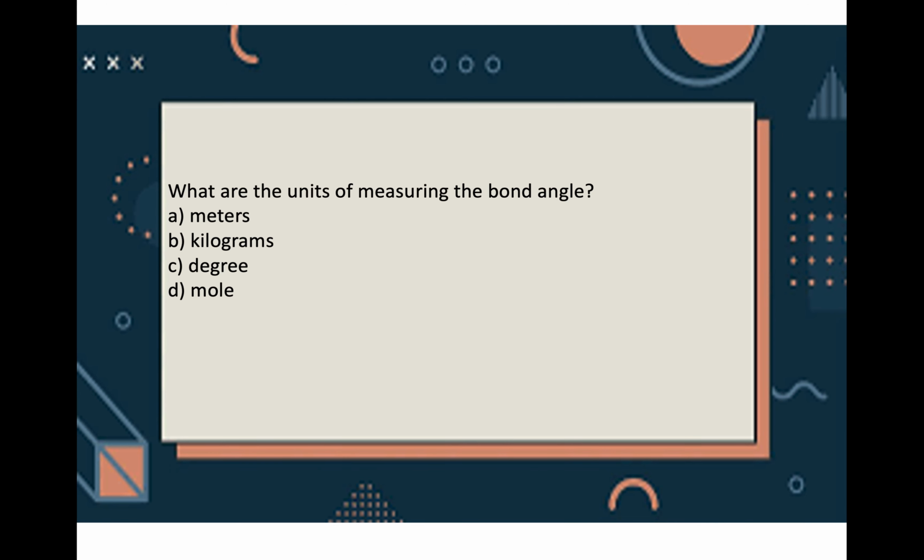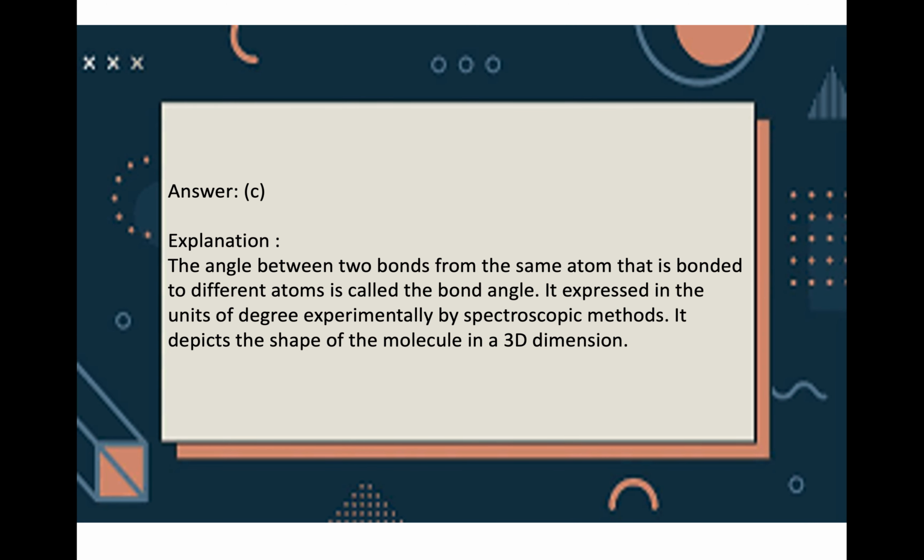And the first question is, what are the units of measuring bond angle? Is it meter, kilogram, degree or mole? Correct answer is option C, degree. So what is bond angle? It is the angle between two bonds from the same atom which is bonded to different atoms. So we express it in the units of degree, measured experimentally by spectroscopic method, and it shows the shape of the molecule in 3D.